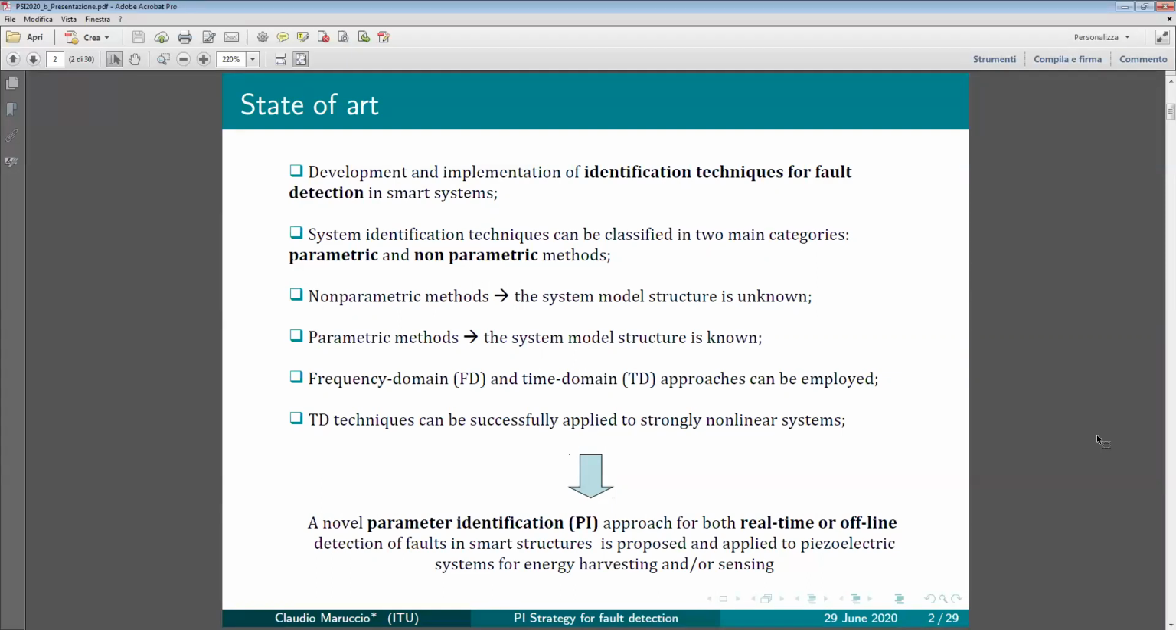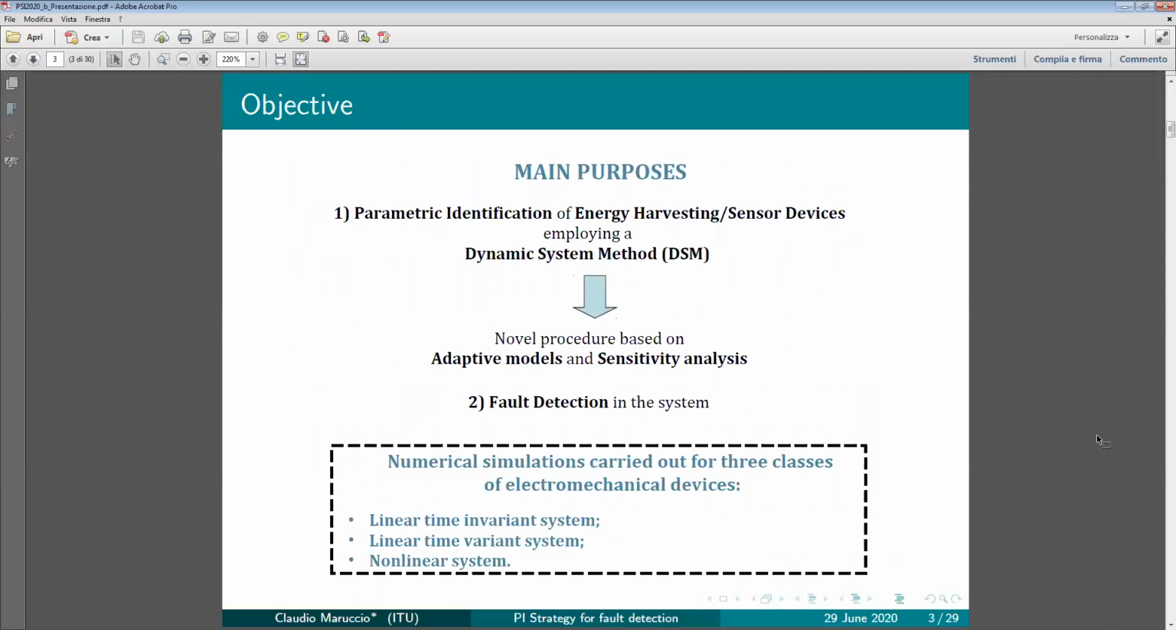In this contribution, a novel parameter identification approach for both real-time or offline detection of faults in smart structures is proposed, and it is applied to piezoelectric systems for energy harvesting and/or sensing. The application will be mainly focused on three classes of electromechanical devices: the linear time invariant system, the linear time variant system, and the nonlinear system.